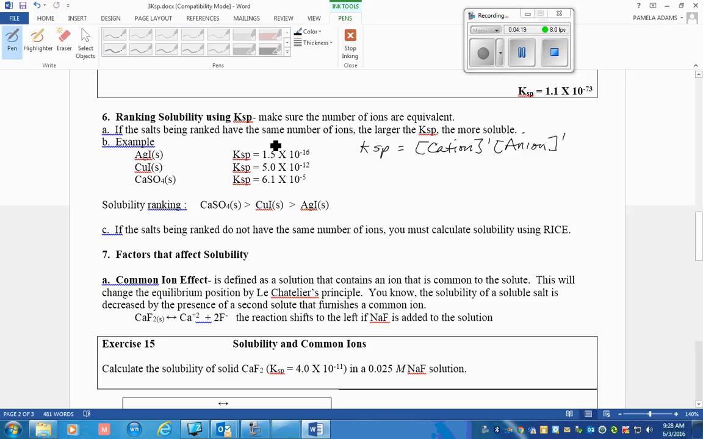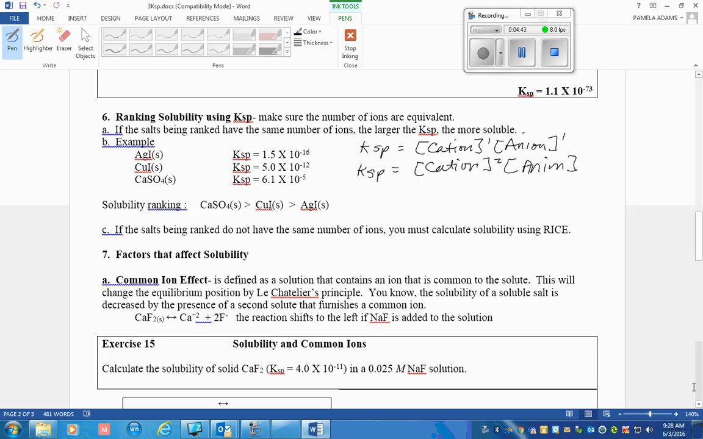What would happen if the Ksp value was not an equal split between the cations and anions? You would have to do an ICE table. Let's just say that you had something like this, and you would have to find the value of X and then figure out the Ksp. That ranks the solubility that way.